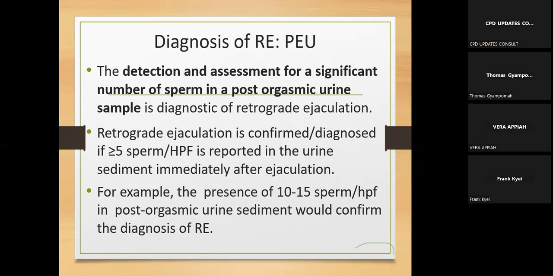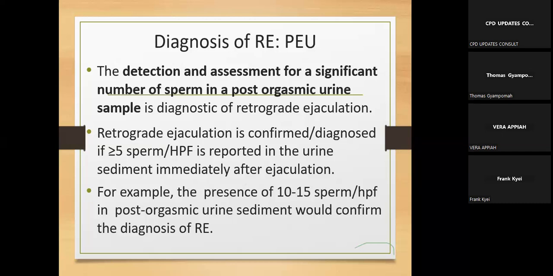Similarly, yes, you did your post-orgasmic urine sample deposit, and you have seen sperms. It doesn't confirm your retrograde ejaculation. But what are the numbers? Any sperm count of more than 10 to the power 5 per high power field in a post-ejaculatory urine sediment is diagnostic.